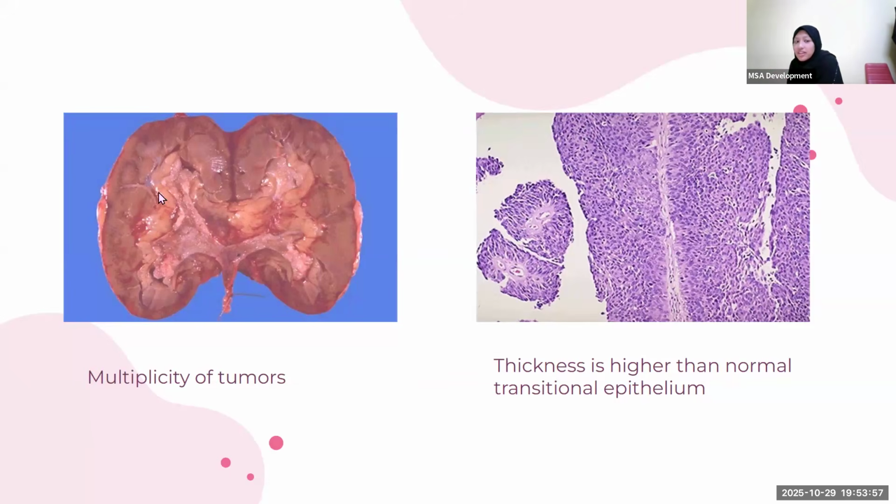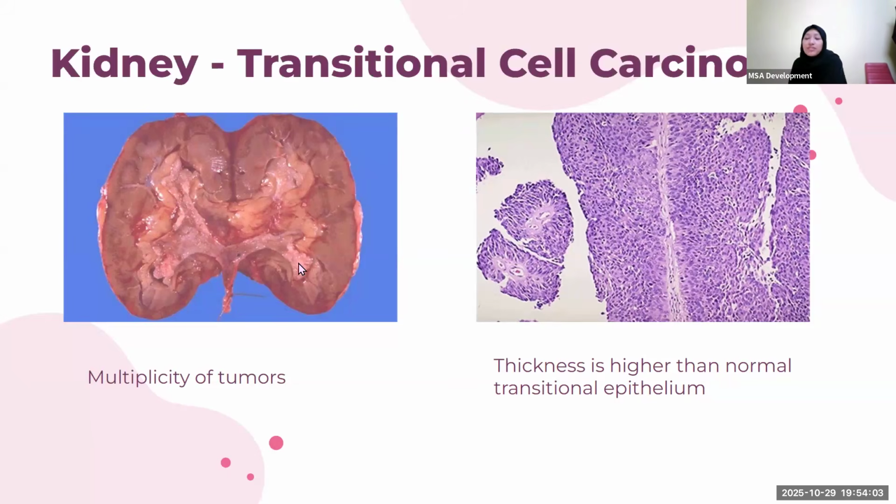So thickness is higher and multiple tumors. This is called transitional cell carcinoma of the kidney, very, very rare compared to renal cell carcinoma. But it arises from transitional cell. Okay, I hope that's clear, which is anyway found all over the ureter and the bladder.